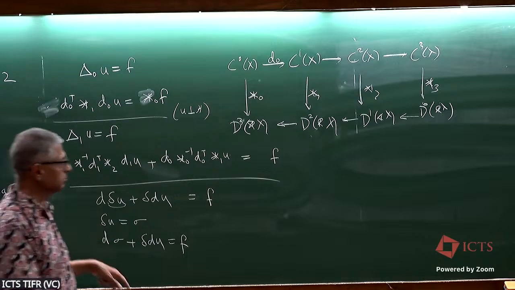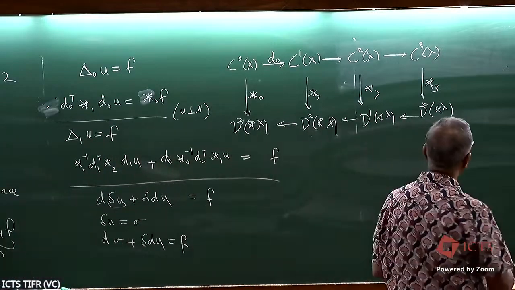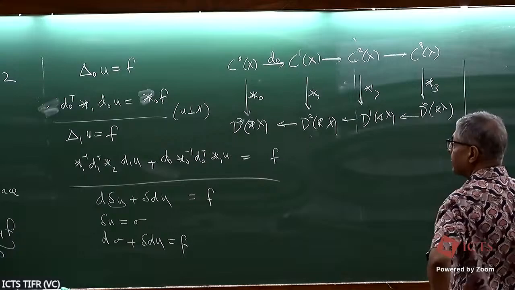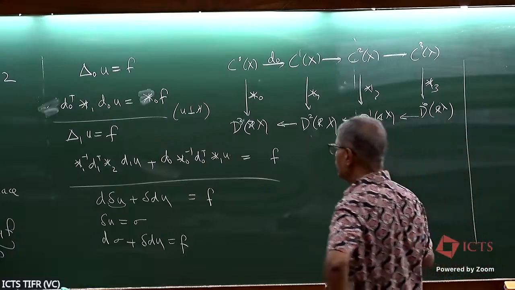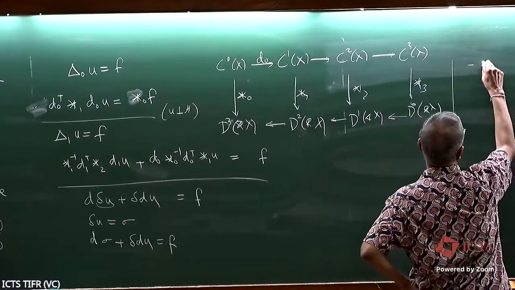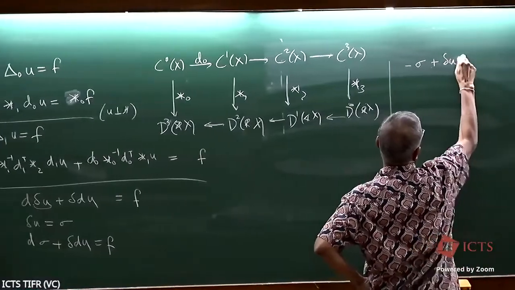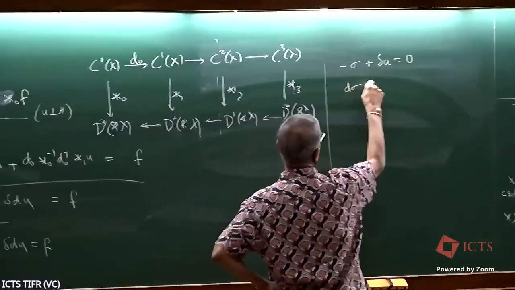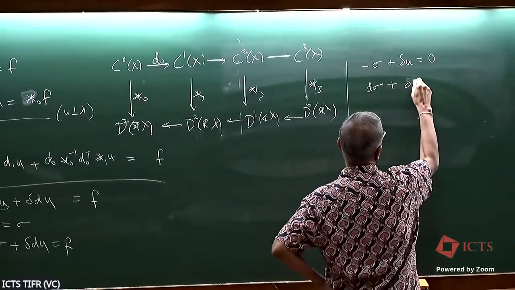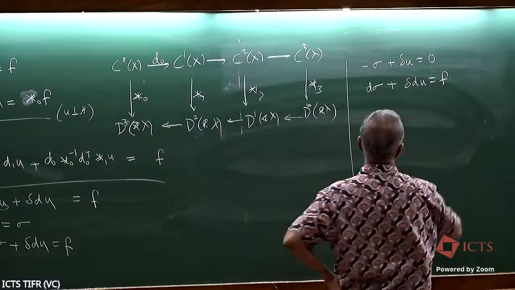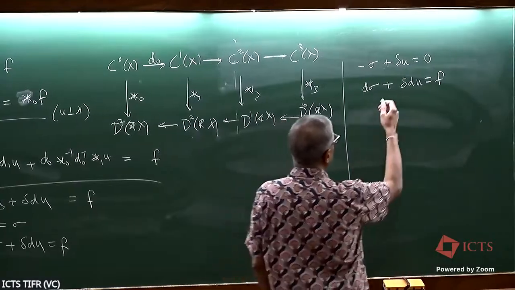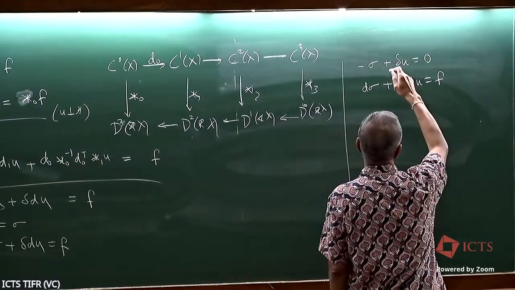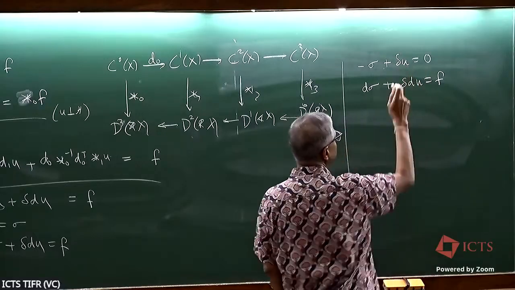So that's the plan. So let's do that here. So let's say minus delta sigma plus u equals 0. That's what we would like. And then d sigma plus delta du equals f. So you take test forms. So sigma is a k minus 1 form, u is a k form.